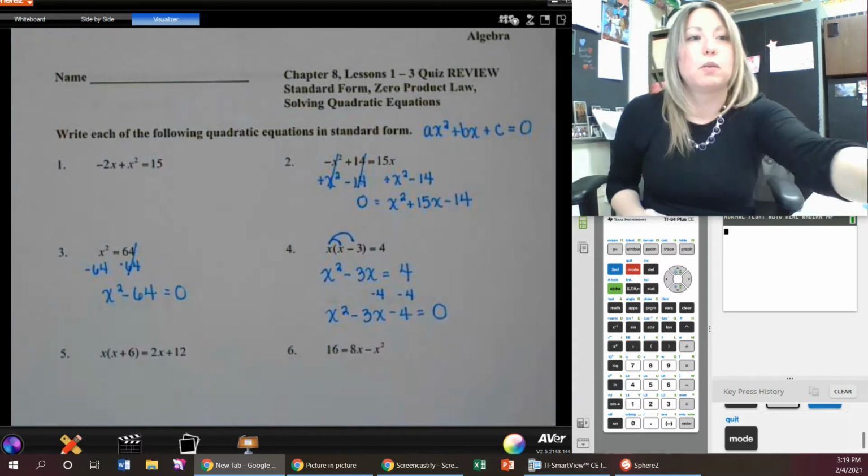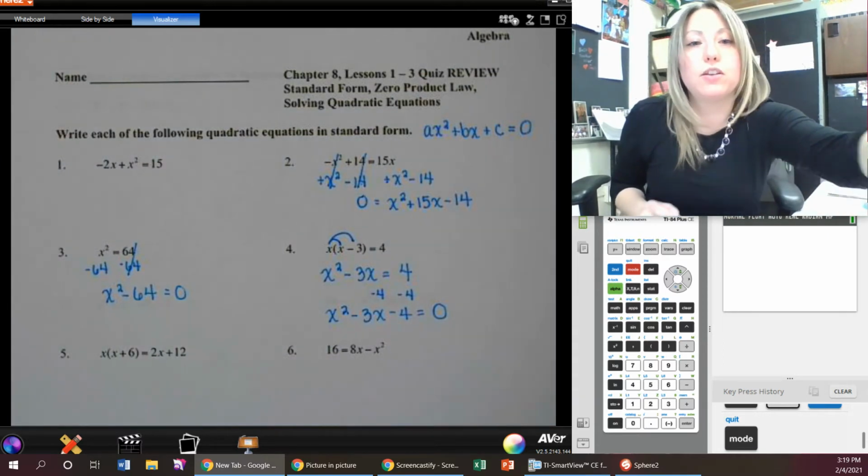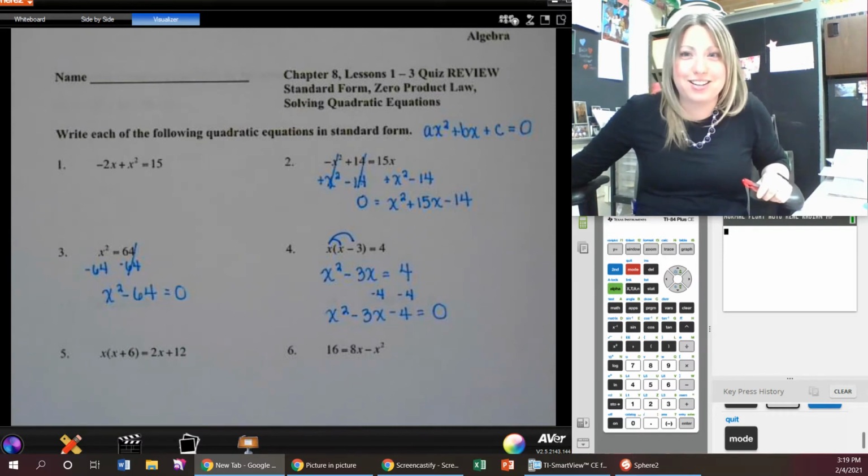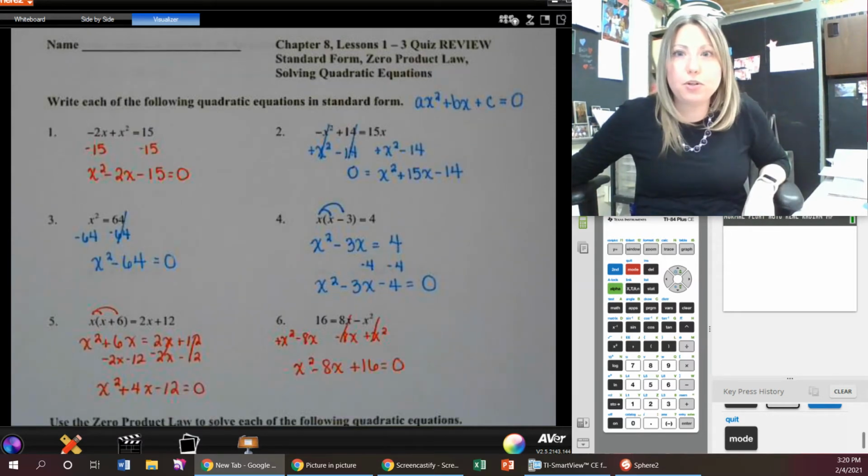All right, I'm going to pause it here. You guys try the others. I'll put my answers for those in red, and I will be right back. All right, how did we do? Check your answers in the red, 1, 5, and 6. Make sure you have standard form.